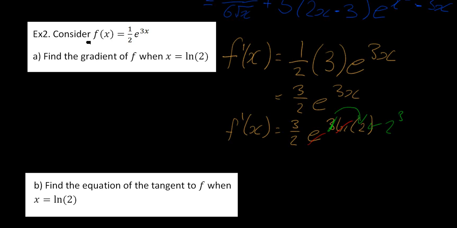Okay, so after that, 3 on 2 multiplied by the bracket, so 2 to the power of 3. So these two cancel out and makes this 2 to the power of 3 come down. Now 3 on 2 times 8 is 12. So that's our gradient when x is equal to ln2. Oh, actually, speaking of that, this here should be ln2.